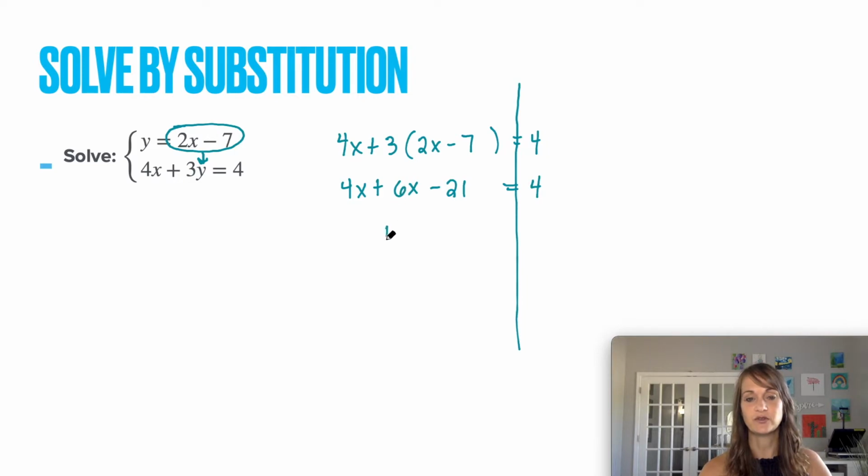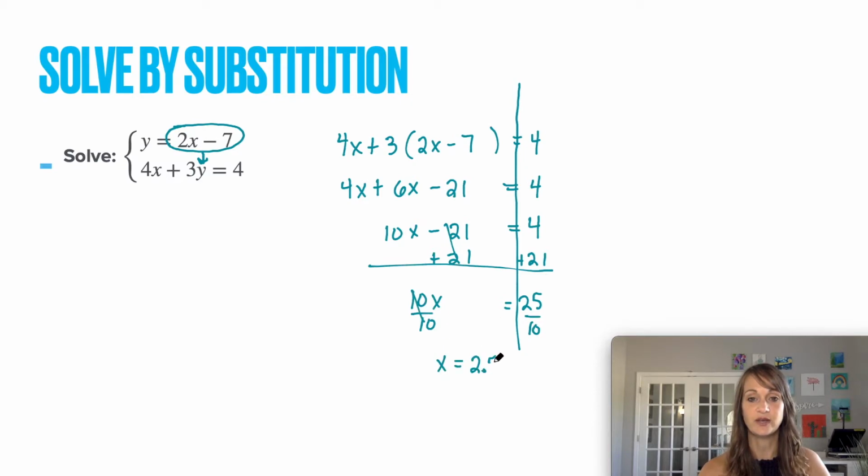4x and 6x were on the same side, so they need to be simplified and combined. To solve for x, I'm going to add 21 to both sides first. I will get 10x equals 25. And now the last step is to divide by 10, and x equals 2.5.